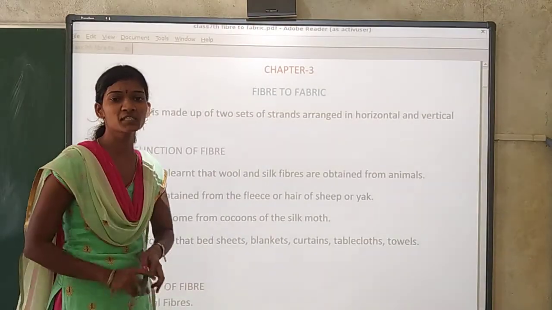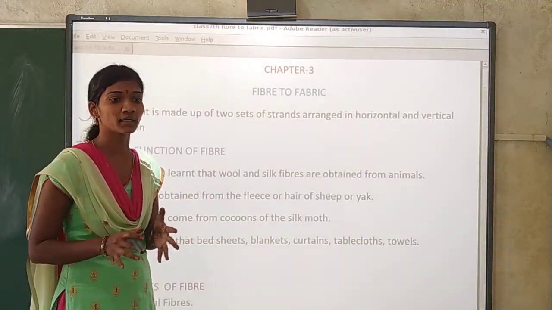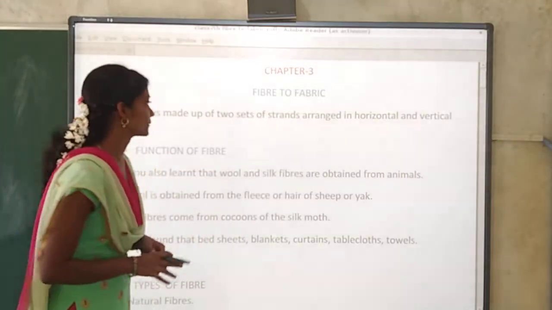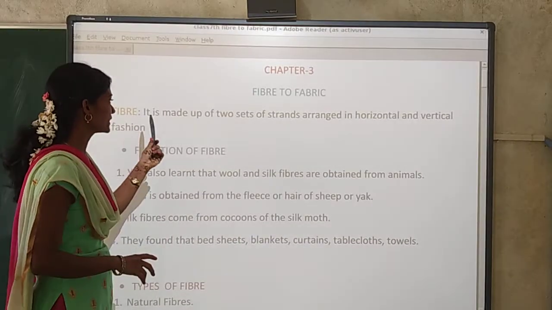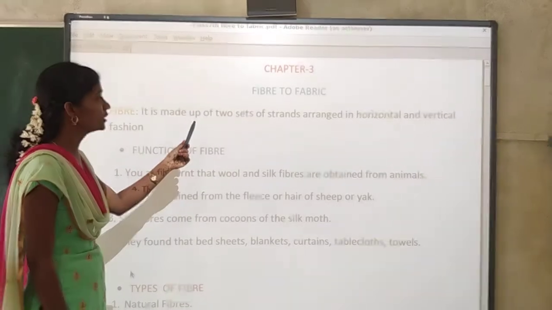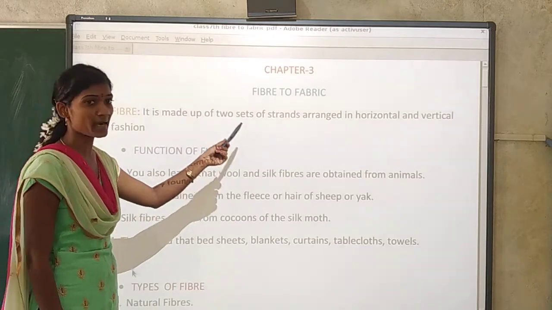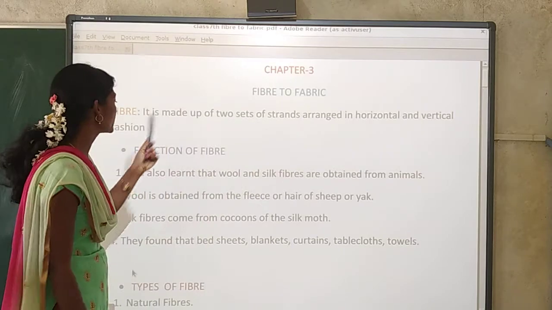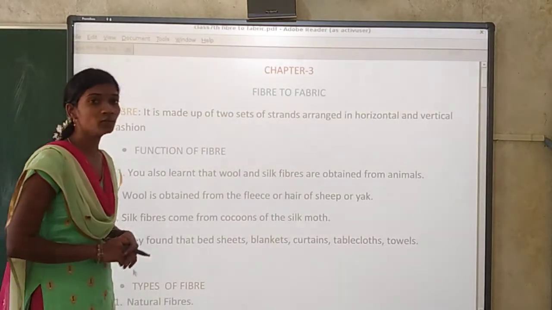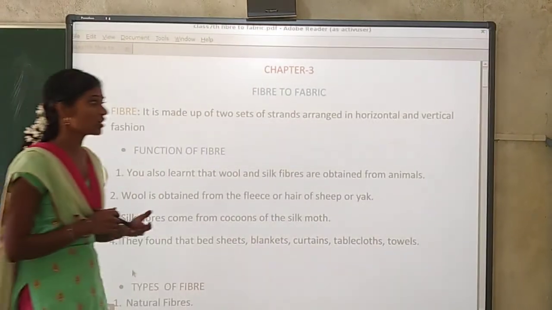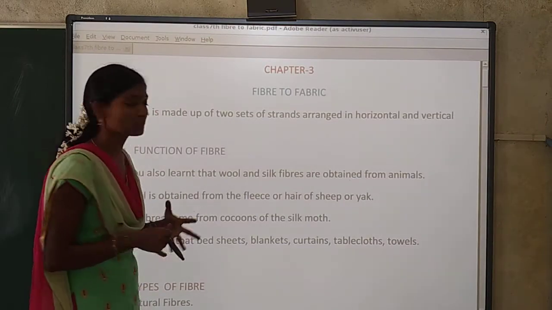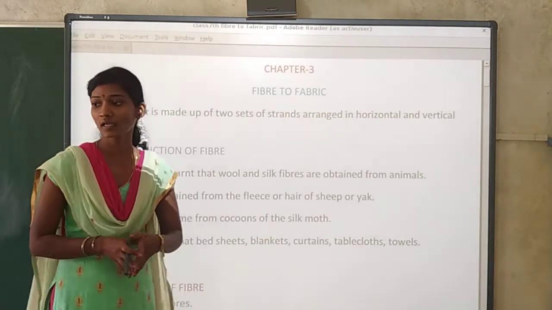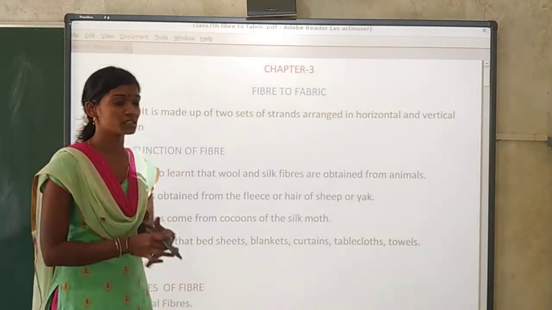Fiber to fabric. First, what is fiber? Fabric is made up of two sets of strands arranged in horizontal and vertical fashion. Fabrics are two sets of strands arranged horizontally and vertically.